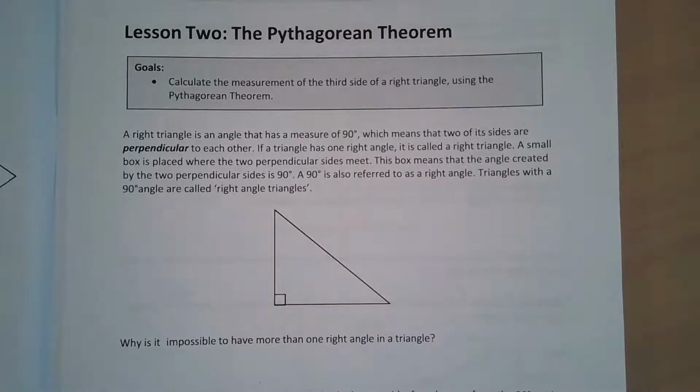Today we'll begin lesson two, Pythagorean theorem, and that's on page 3 in your booklet. The main goal for today's lesson is to calculate the measurement of the third side of a right triangle using the Pythagorean theorem. Now, let's look at a review of what a right triangle is.